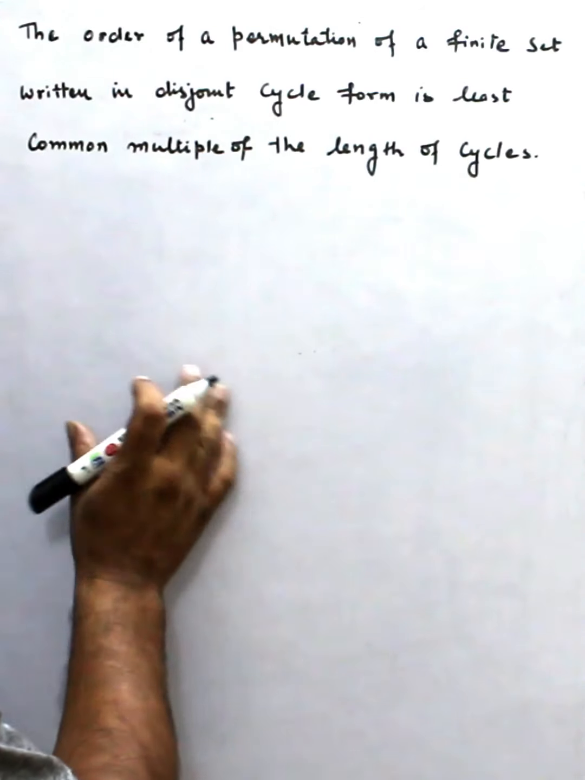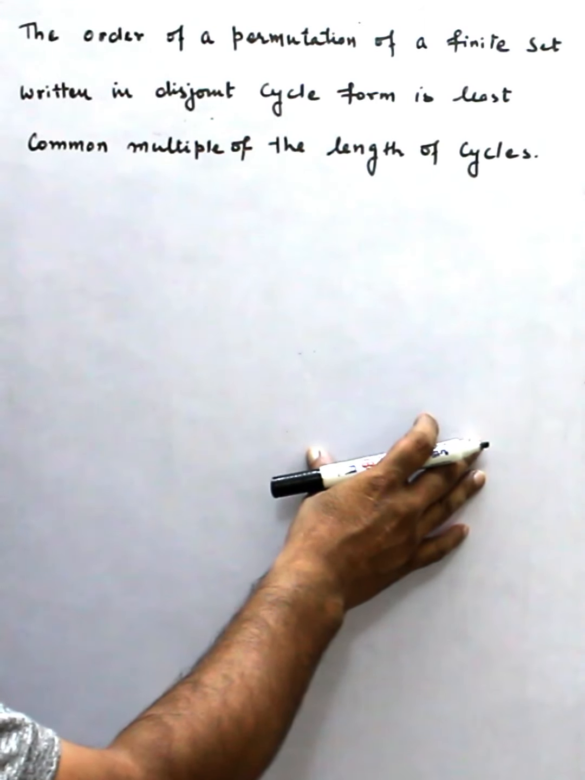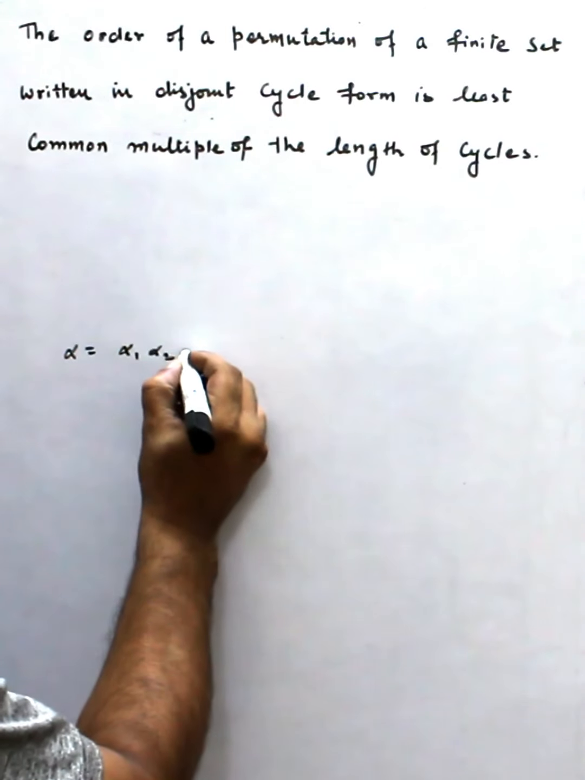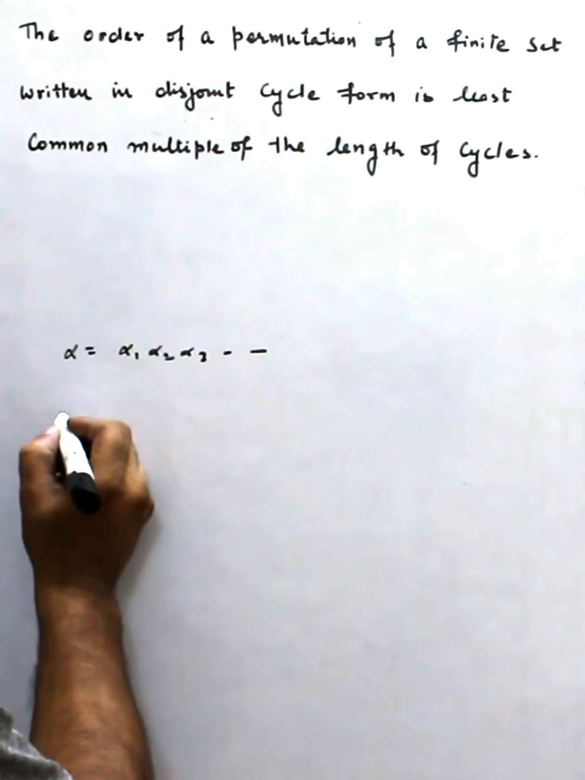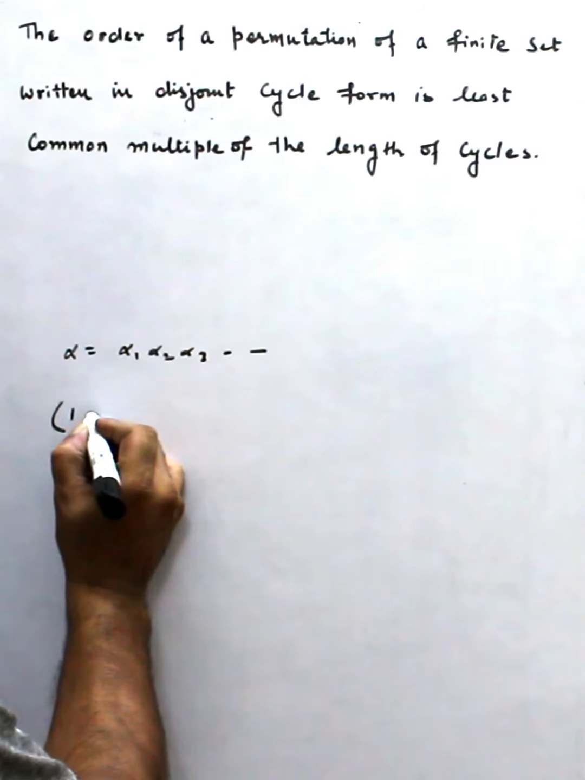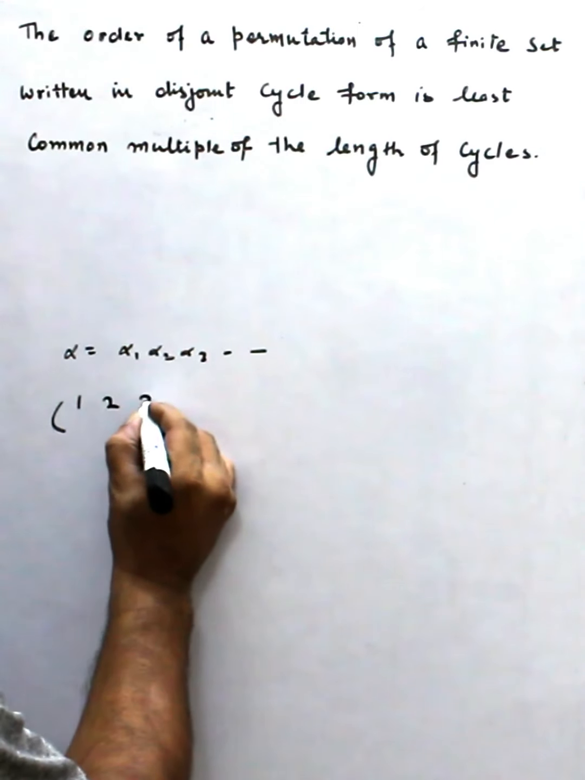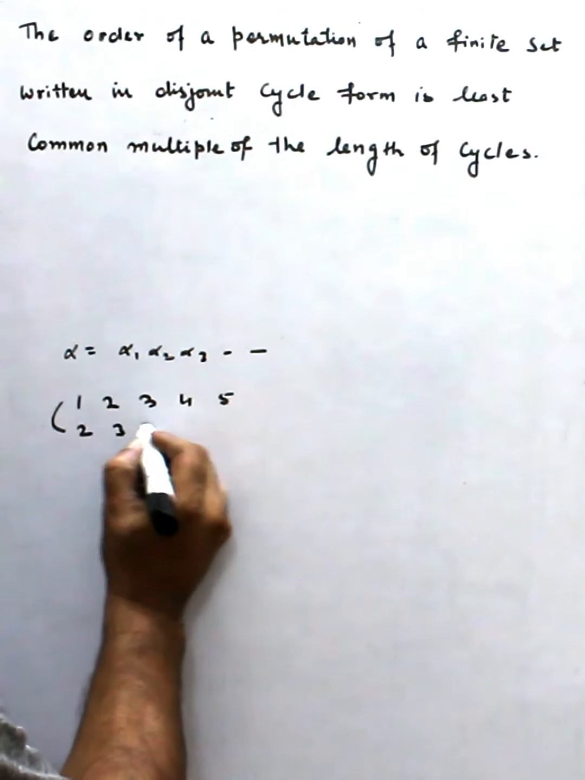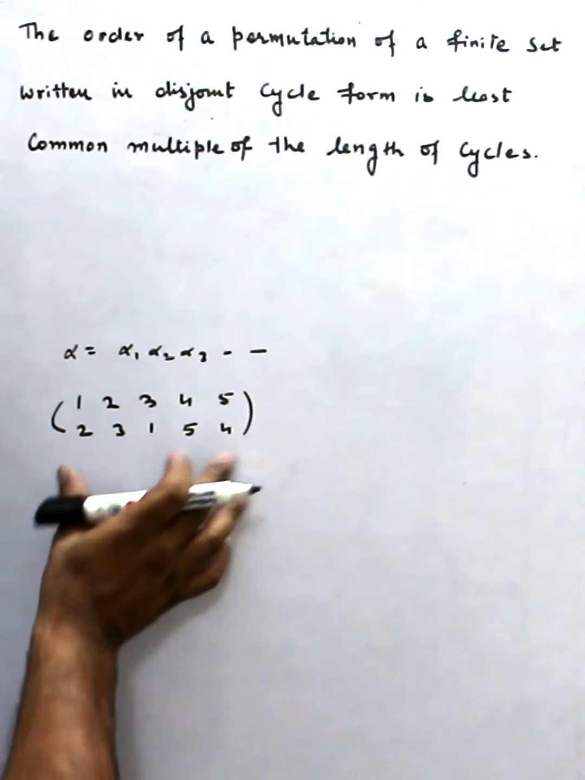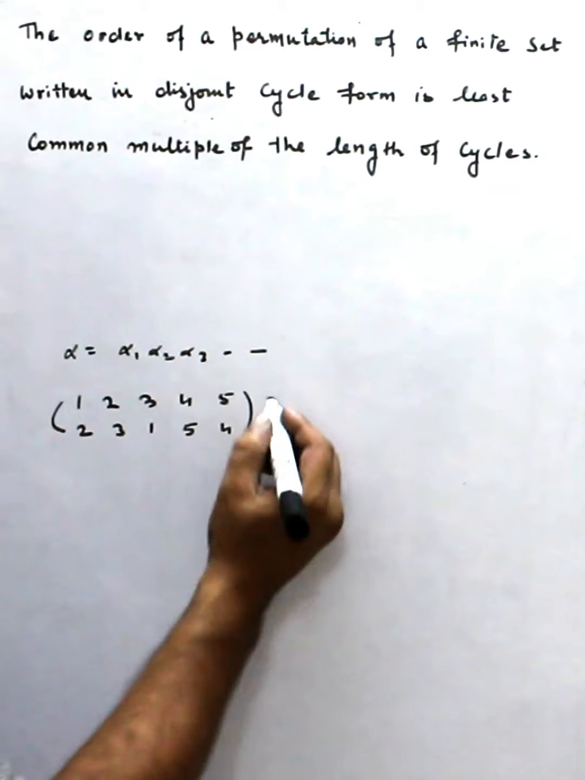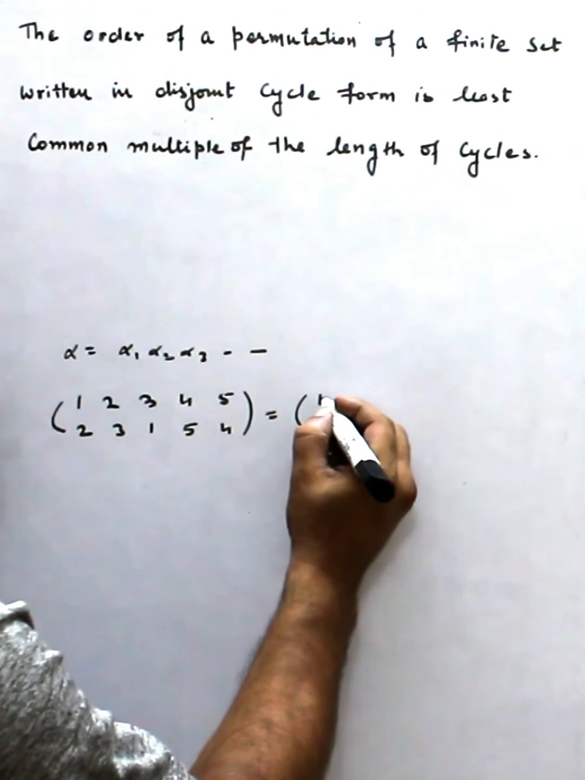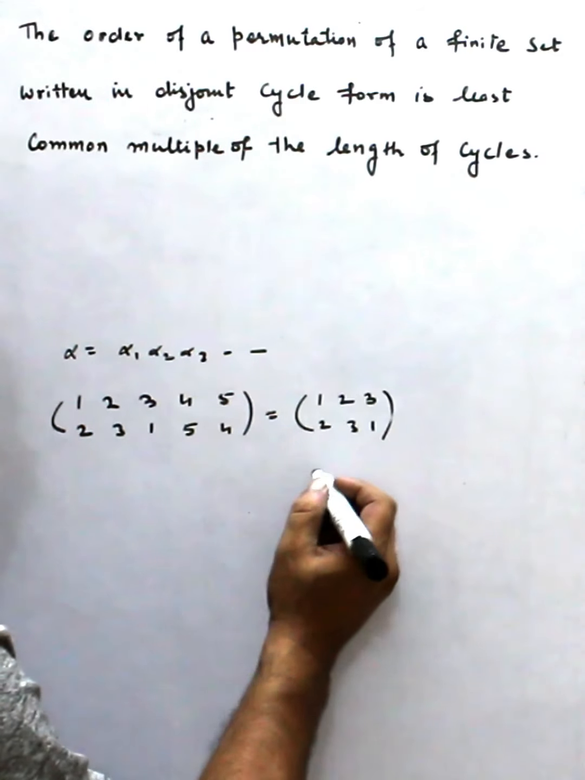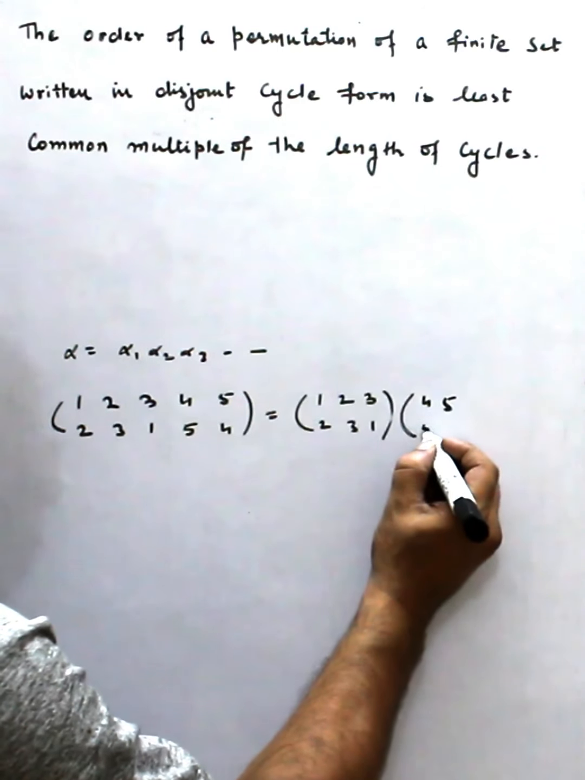A permutation can be written in terms of many cycles, like alpha can be written as alpha 1, alpha 2, alpha 3, like this. That means if I take a simple case, a permutation on 1, 2, 3, 4, 5, with images 2, 3, 1, 5, 4, this is a permutation defined on 5 elements. Then I can write 1, 2, 3 going to 2, 3, 1. So one cycle is complete, and 4, 5 going to 5, 4.